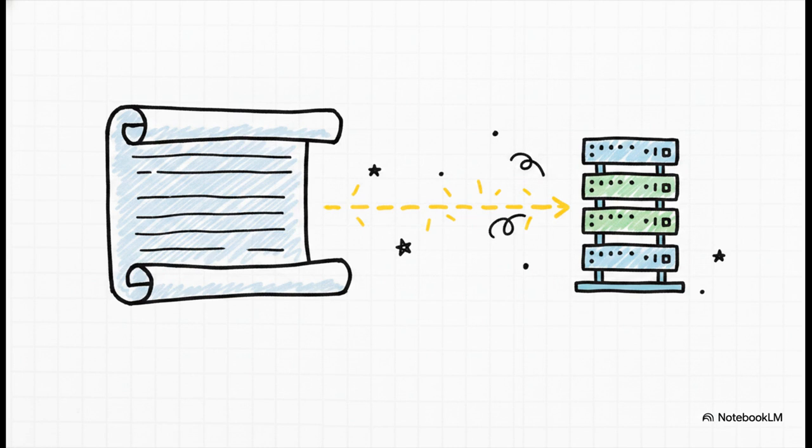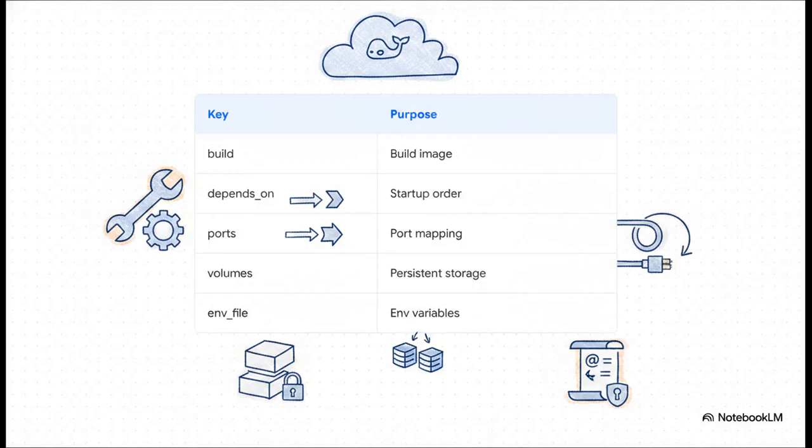You don't have to write some brittle 50-line bash script that breaks if you look at it wrong. You just declare the final state you want, and Compose creates or updates the resources to perfectly match your request. Let's actually break down the anatomy of this blueprint.